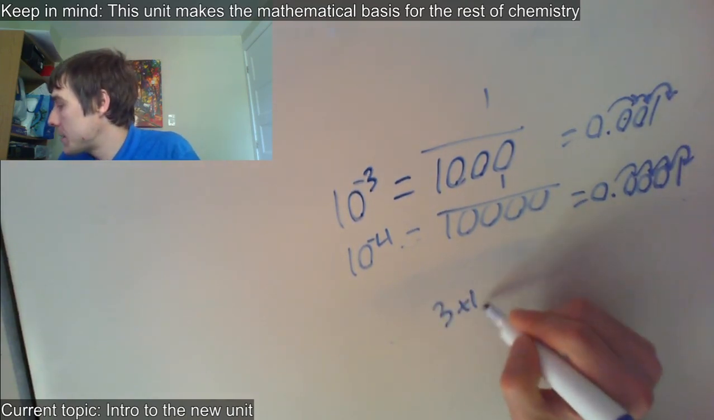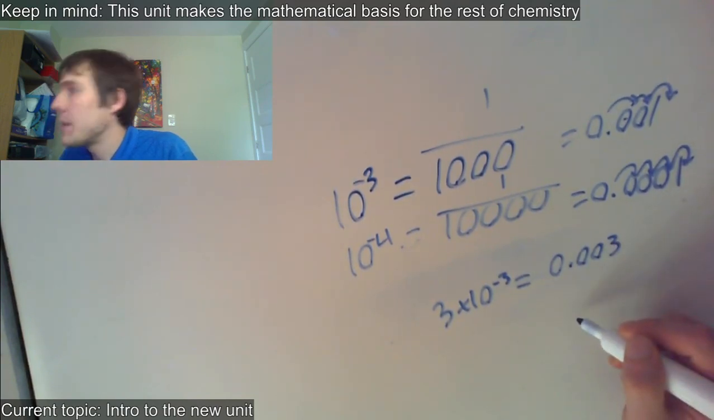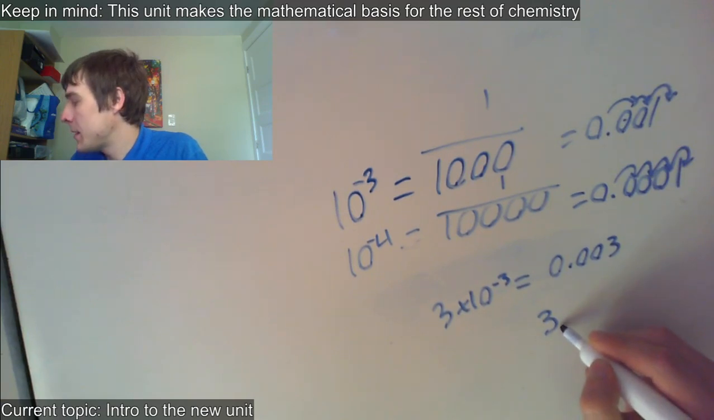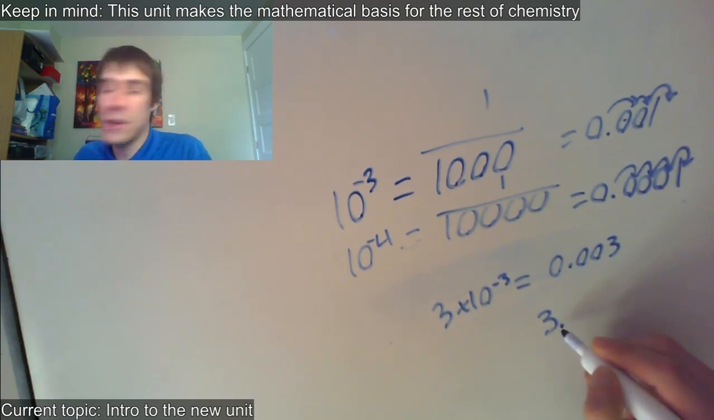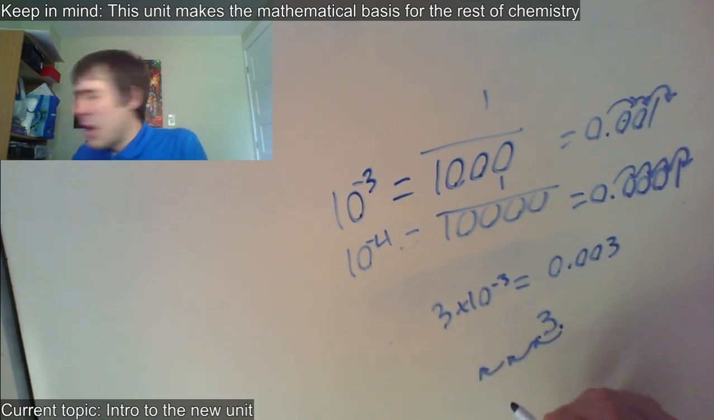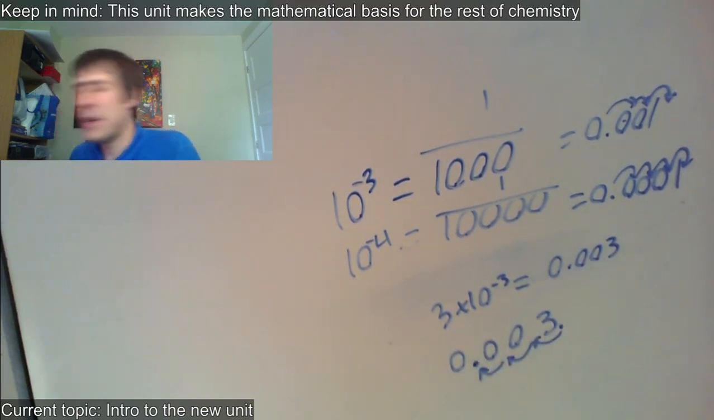And if we've got 3 times 10 to the negative 3, you know that it's 0.003. If you wanted to do it more naturally, you have 3, and the decimal point naturally sits at the end of the 3. You can hop it 1, 2, 3 times. There's the new decimal point: 0.003. Another way to do it.